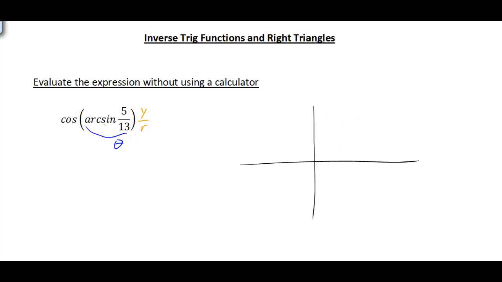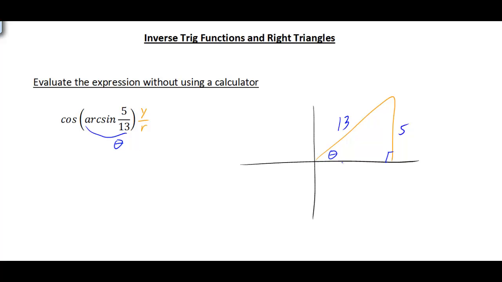Well, because of the arcsine, if you need to review this, go back and review your domain and range for your inverse trig functions, the arcsine is only going to be worked from negative pi over 2 to a positive pi over 2. So that's looking at the first and fourth quadrant. Therefore, our triangle must be in the first quadrant. So here we have our angle theta. Our y value is 5, so we're going up 5. And then the hypotenuse is 13.